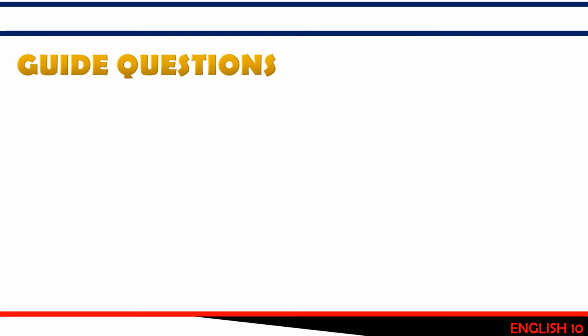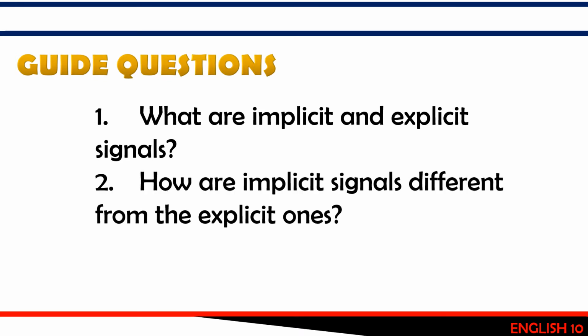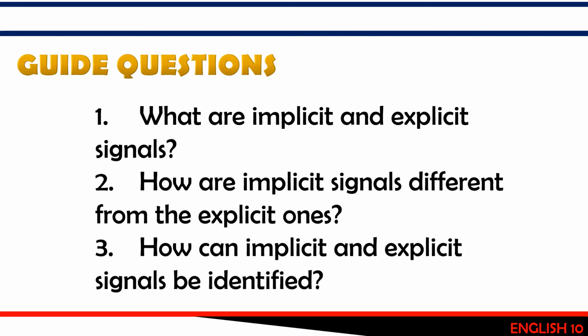For you to track correctly the lesson, please be guided with these questions. 1. What are implicit and explicit signals? 2. How are implicit signals different from the explicit ones? And 3. How can implicit and explicit signals be identified?